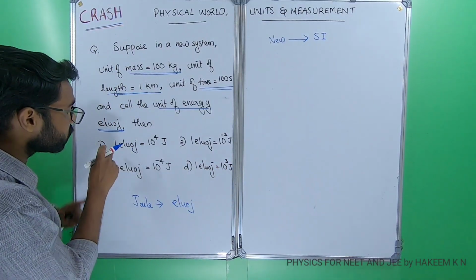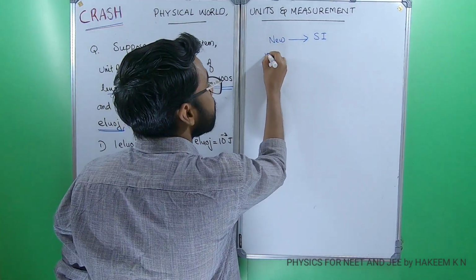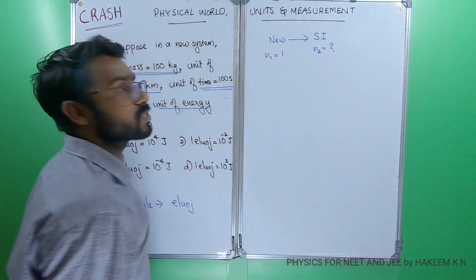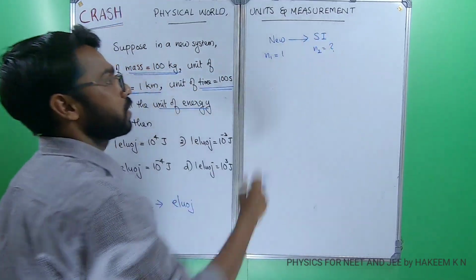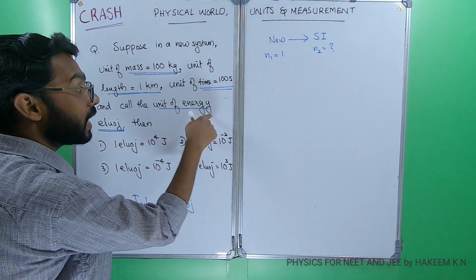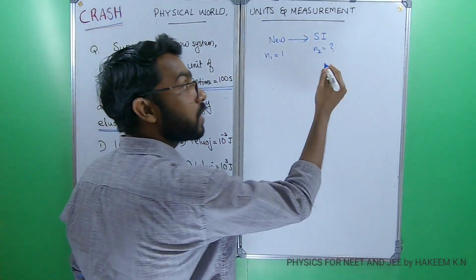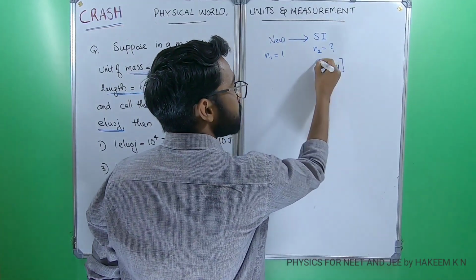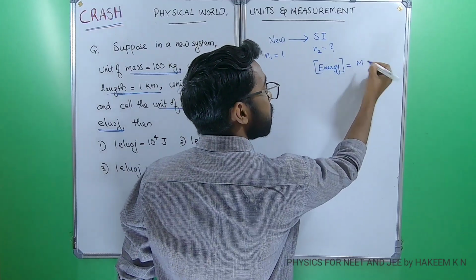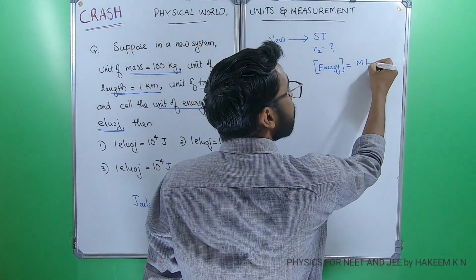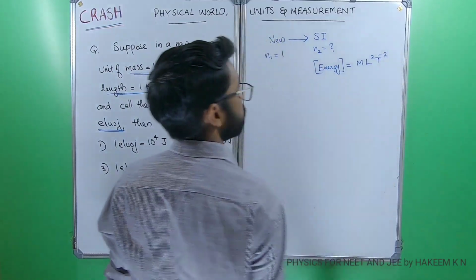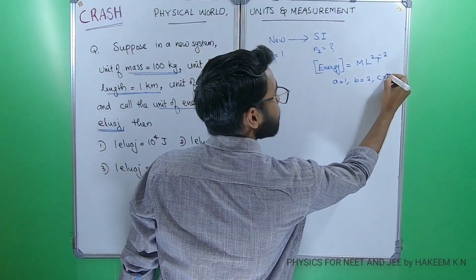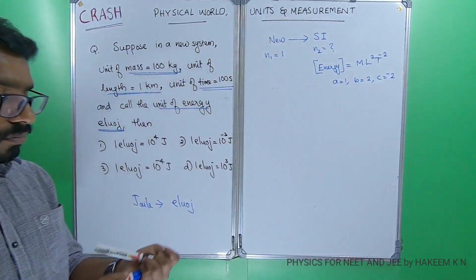So 1 is the numerical value in the first system. We don't know the numerical value in the second system, the SI system. N2 we have to calculate. And here it is energy, unit of energy, so we have to get a, b, c. The dimensional formula of energy is the same as that of work, force into displacement, that is M L square T power minus 2. So we will get a equal to 1, b equal to 2, c equal to minus 2.